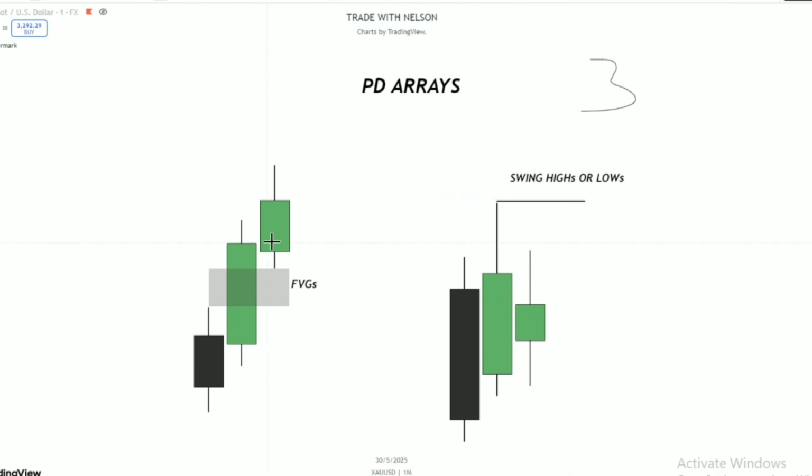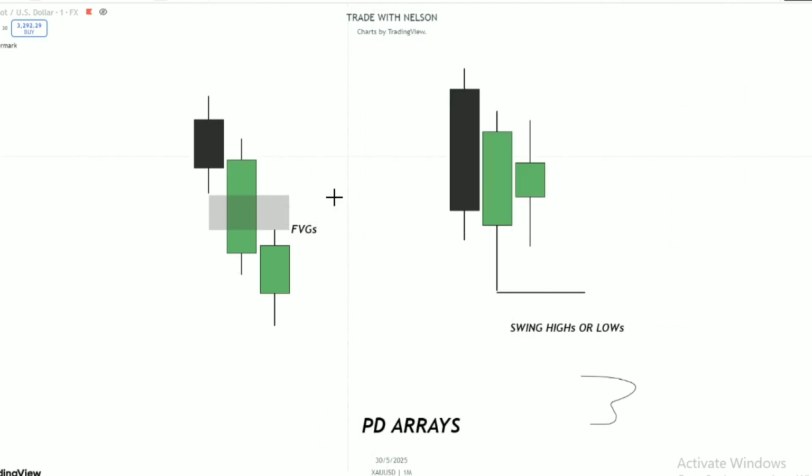And the fair value gap, of course, is also a three candle formation. You want to see first candle, second candle, third candle. The wicks are not touching each other. The gap in between the wick of the third candle and the first candle is the fair value gap.